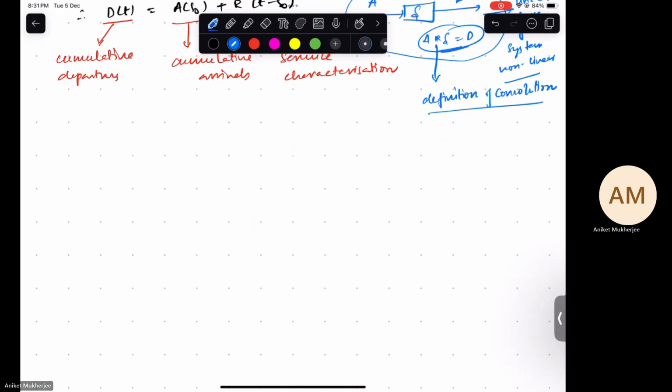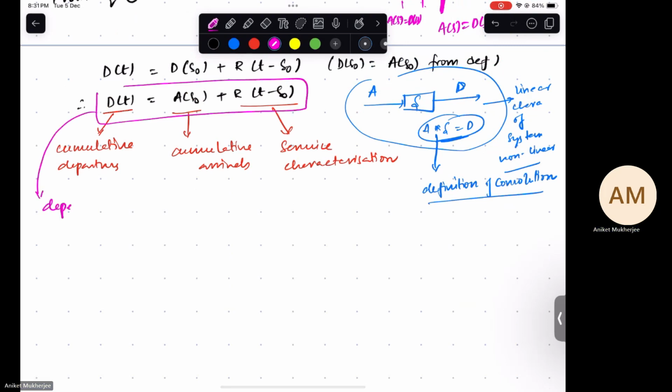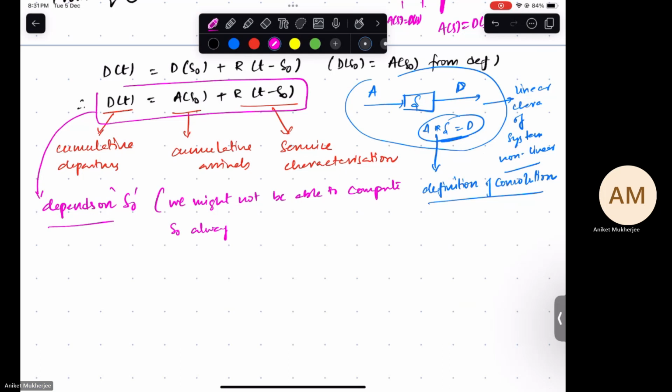Okay. So now the main drawback of this whole equation is that it depends on s0, and we might not be able to compute s0 always, or it might be a tedious job.